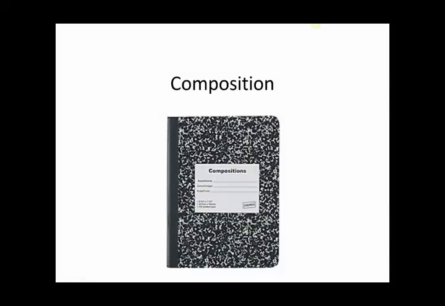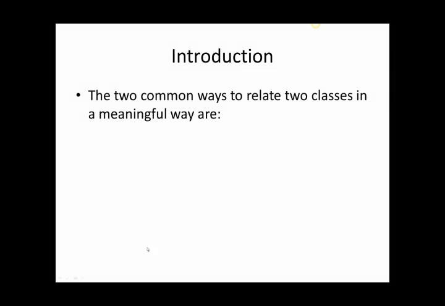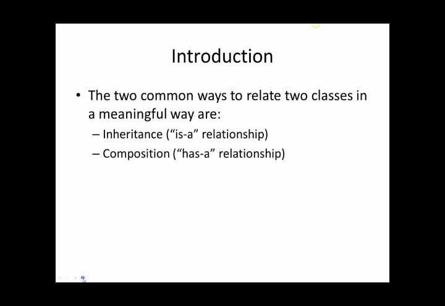Hi, so in this lecture I will be talking about composition. If you've already seen my inheritance PowerPoint lecture, this was actually the first slide on there as well. The two common ways to relate two classes in a meaningful way in object-oriented programming are inheritance, which is the is-a relationship, and composition, which is the has-a relationship.